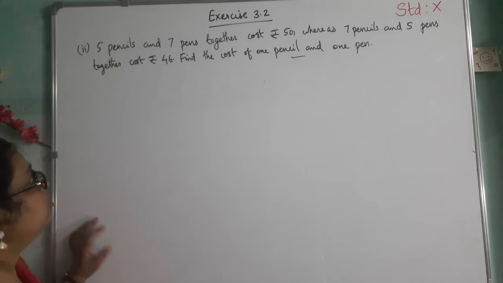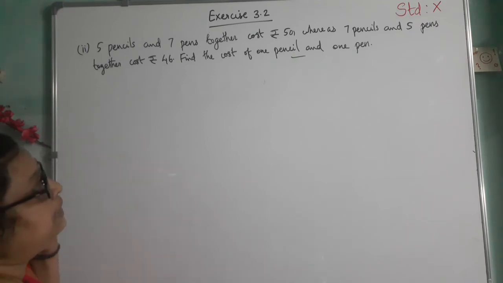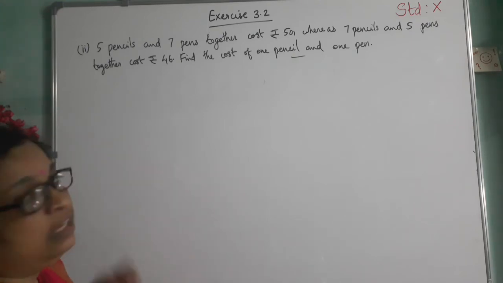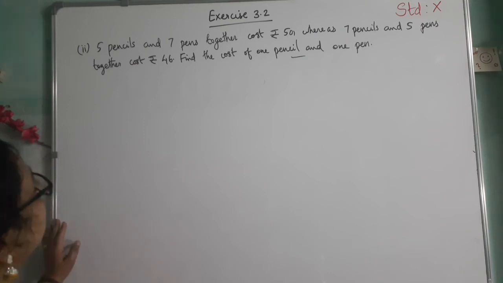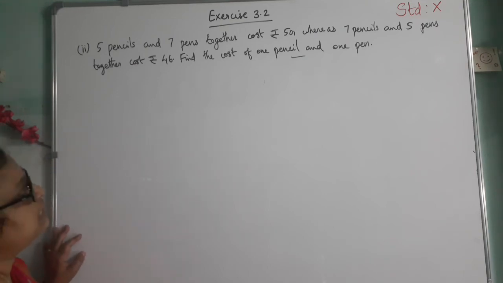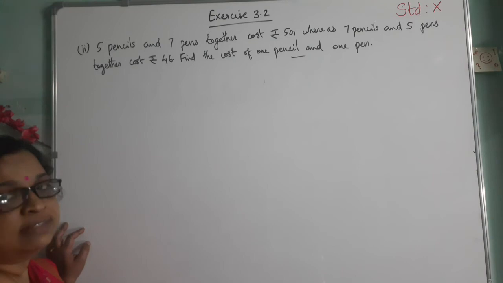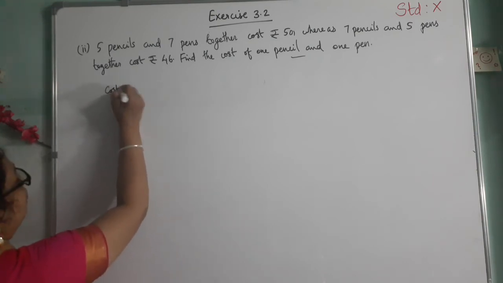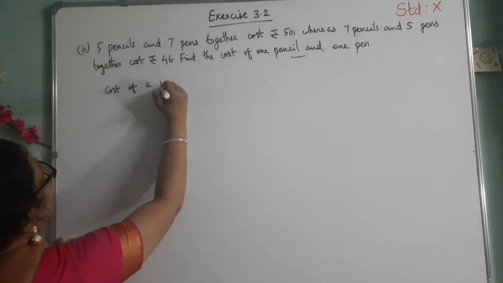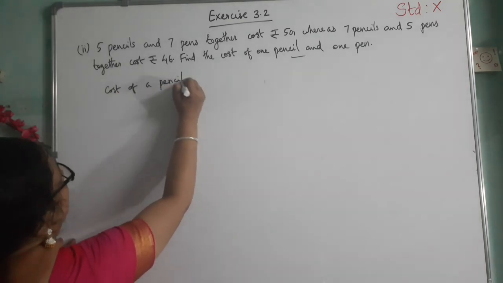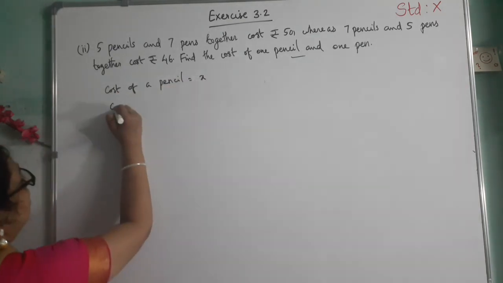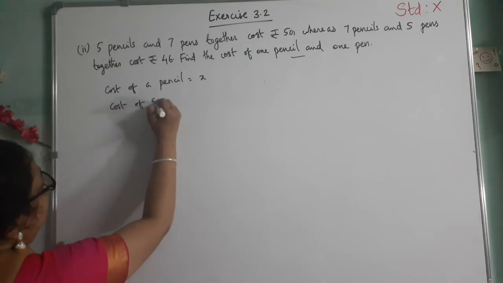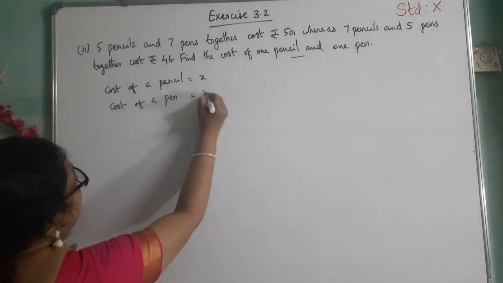Okay. In the second question, 5 pencils and 7 pens together cost rupees 50, whereas 7 pencils and 5 pens together cost rupees 46. Find the cost of 1 pencil and 1 pen. So let us suppose the cost of a pencil is equal to x and the cost of a pen is equal to y.